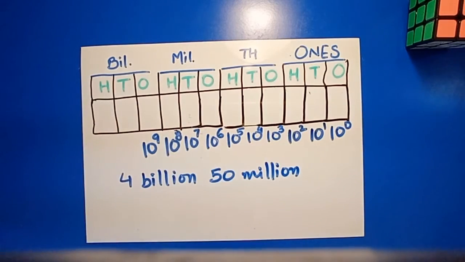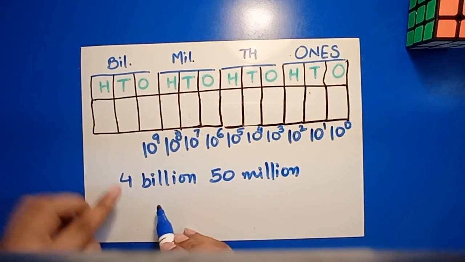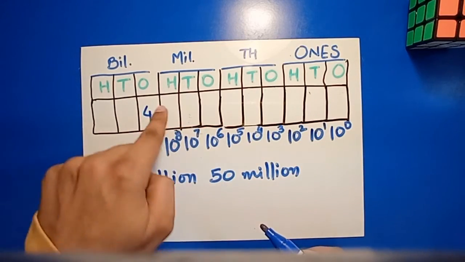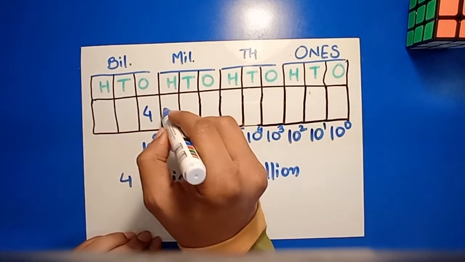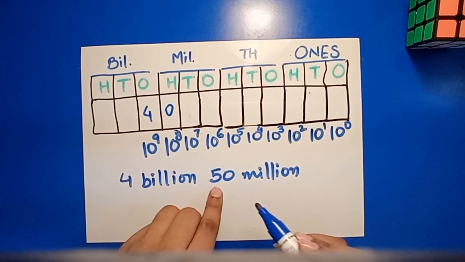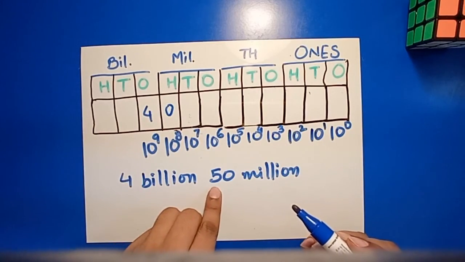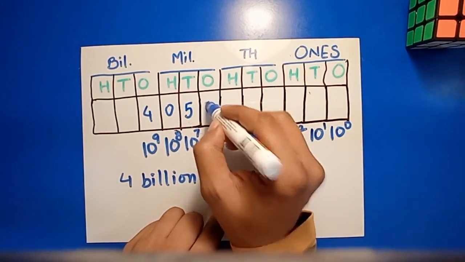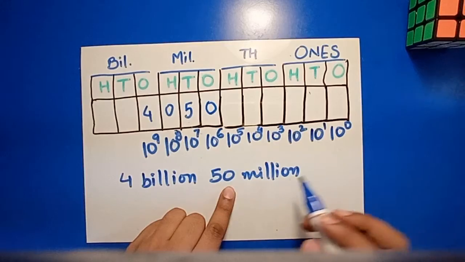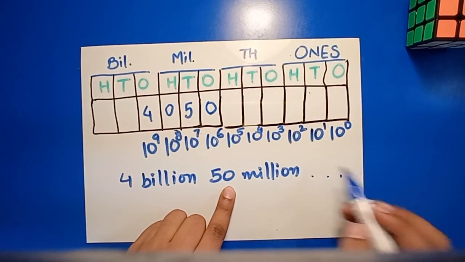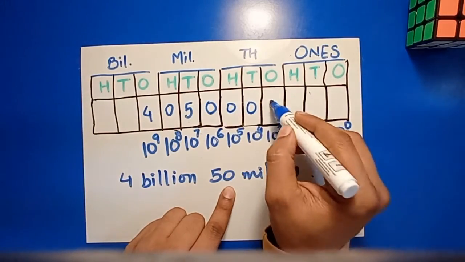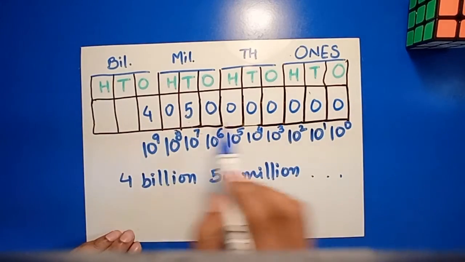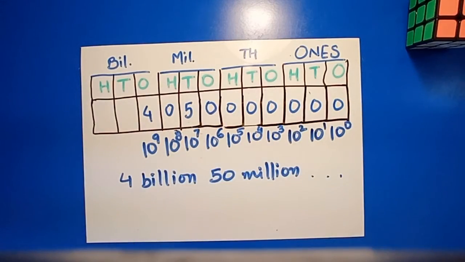So let's first fill in the blanks. 4 billion is in the ones place. Do I have anything in the 100 millions? No. So it goes as 0. 50 million. So 5 goes in the tens place. 0 goes in the ones place. 50 million, and nothing else. Zeros. So this is my 4 billion 50 million.